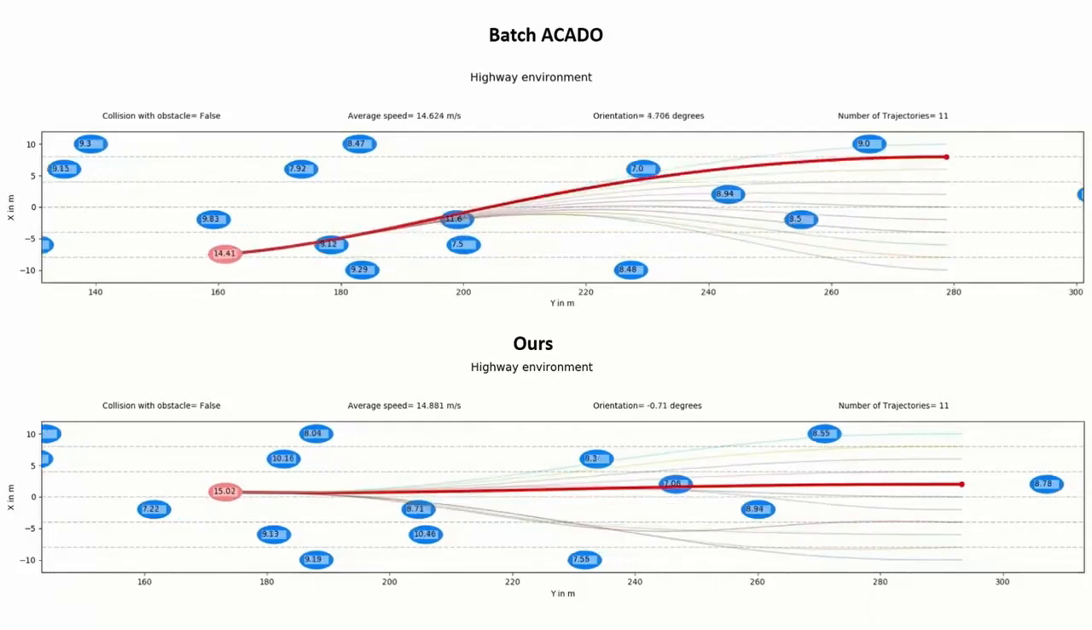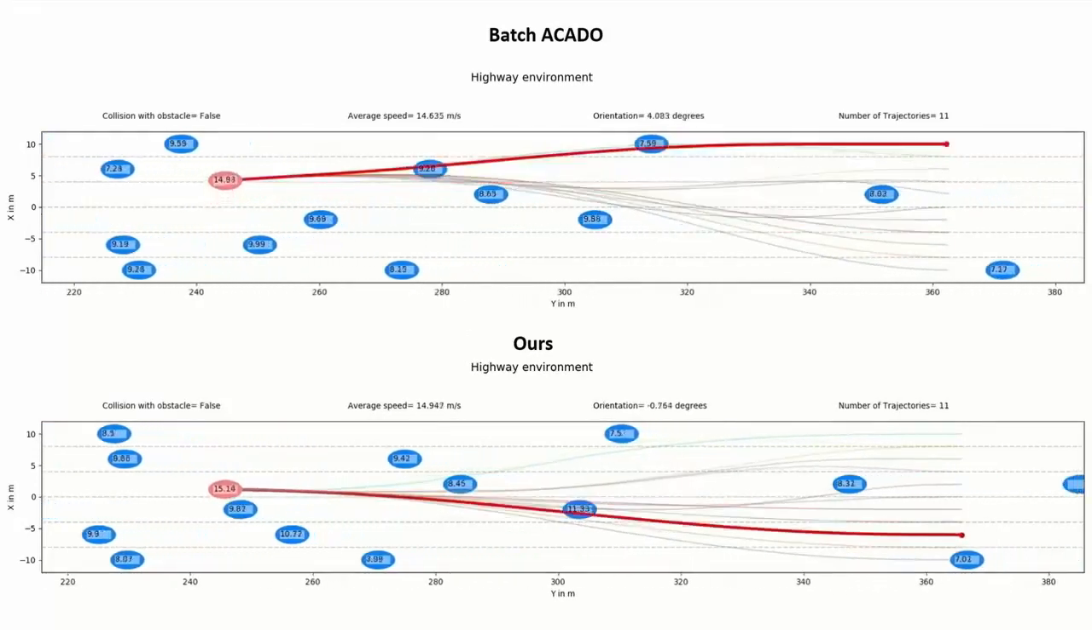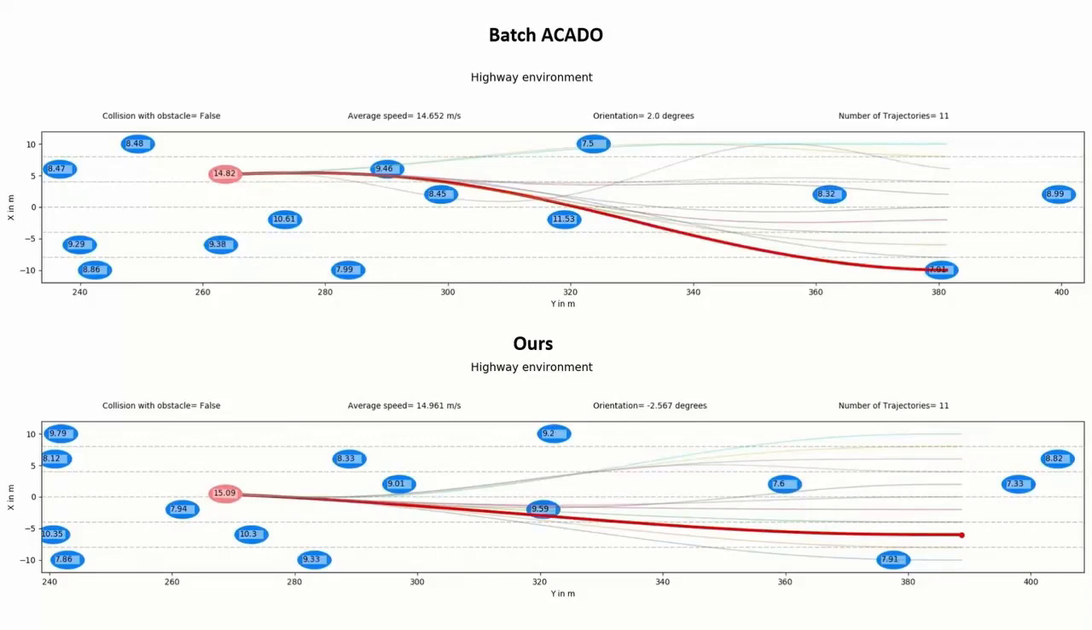The velocity residual obtained by our batch optimizer is lower than that achieved by the batch Ocado. In other words, the ego vehicle can drive more closely to the desired cruise velocity of 15 meters per second with our approach as compared to the batch Ocado. Moreover, Ocado's trajectories show a non-smooth behavior. As you can see here, several oscillations can be seen in the output of the batch Ocado, while our optimizer achieves smooth acceleration profiles.